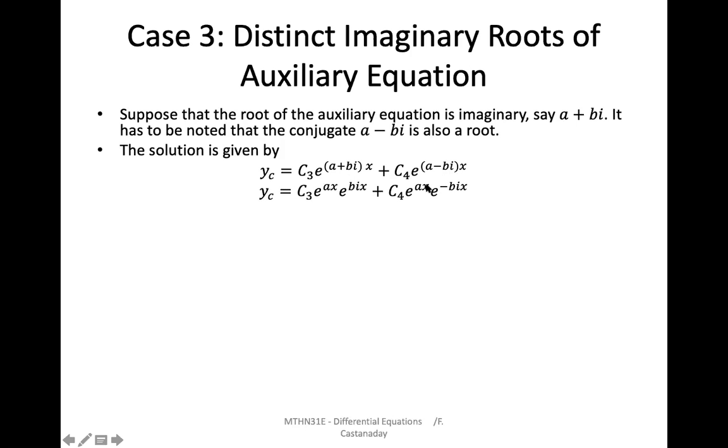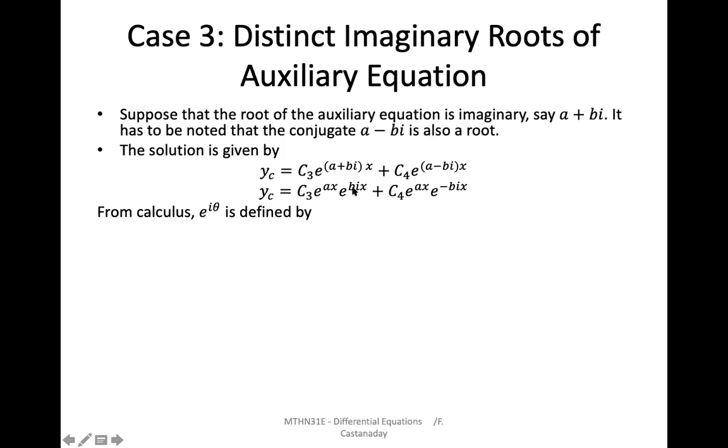Now, rewriting this solution so we can combine and factor, we represent this exponential function in this format wherein e raised to the quantity a plus bi times x is equal to the factored form e raised to ax times e raised to bix. The same with the second term. You can rewrite this exponential function into this format, just following the law of exponents.